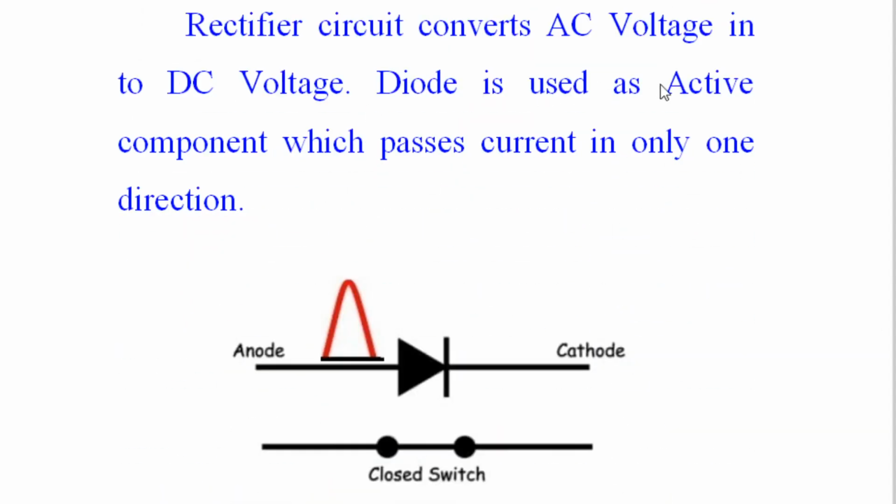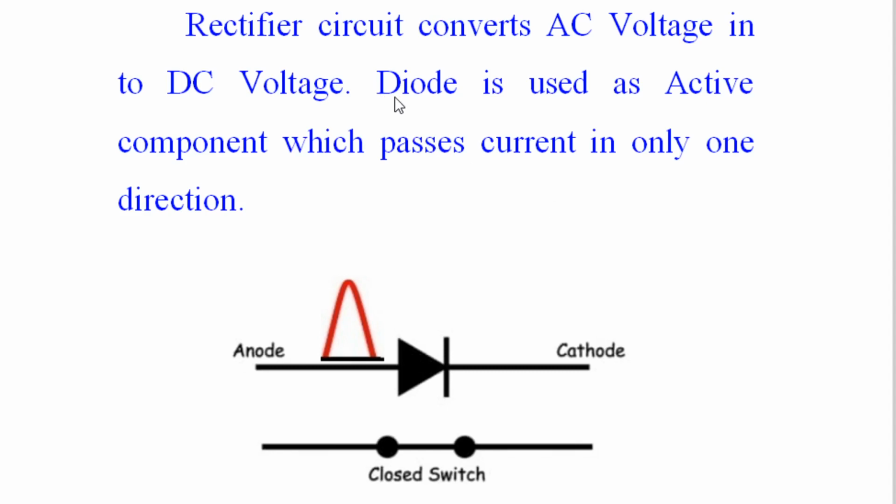Rectifier circuit converts AC voltage into DC voltage, and this is our third block. And a very important component in the rectifier circuit is the diode. Diode is used as an active component which passes current in only one direction. Because of the diode only, the current passes in only one direction and does not pass in the opposite direction, and that is what we call direct current, that is DC current.